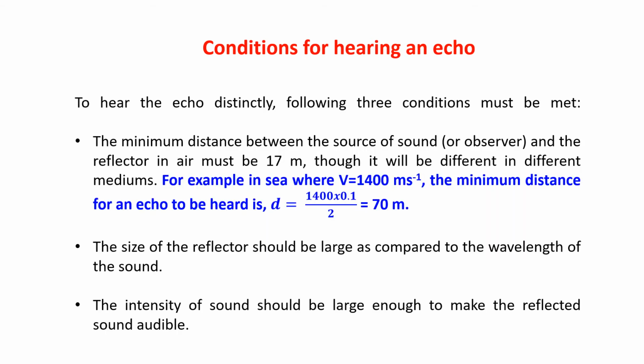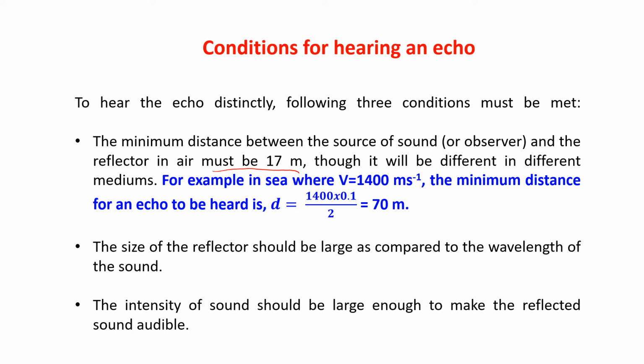Now to hear the echo distinctly, the following three conditions must be met. You have seen two conditions. Now here is one more condition that has to be met, that is the minimum distance between the source of sound or observer and the reflector in air must be 17 meters. Already I told you about it, though it will be different in different mediums.